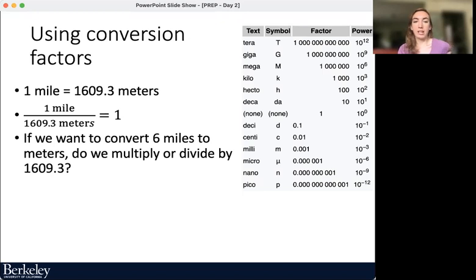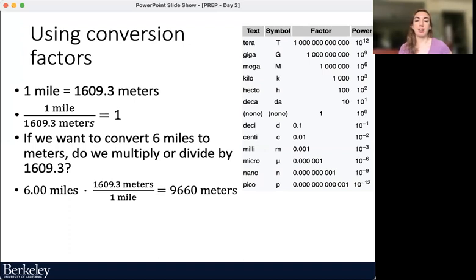So if we want to convert 6 miles to meters, it can sometimes be a little confusing. We know we need to use that 1609.3, but do we multiply by 1609.3 or divide by it? And the way that I think about it, again, never memorize anything, is you're going to need to use that 1 divided by 1. You want to be multiplying by 1, so you're not actually changing anything. And the question is, which goes on top, the mile or the meters? And what you want to do is make sure the units that you want to go away cancel out.